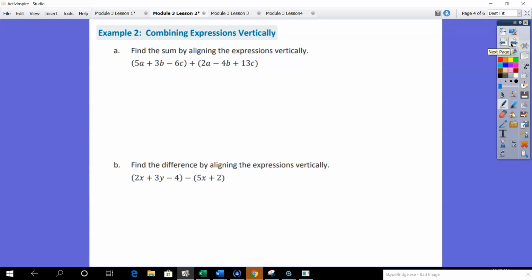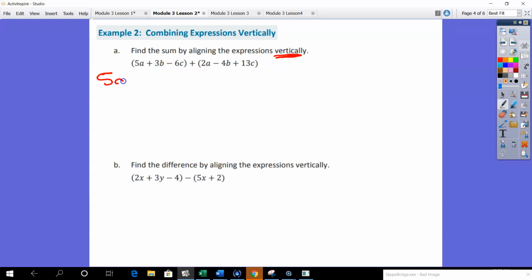In example 2, find the sum by aligning the expressions vertically. So we're just going to look at it in a different way, vertically this time. I'm going to write it out again, because you probably can't write as small as you have, minus 6c. And so then we're going to line up what we have here. Hold on, I forgot something. Sorry. I saw subtraction, so I can't do this until I have all of my subtraction as addition.